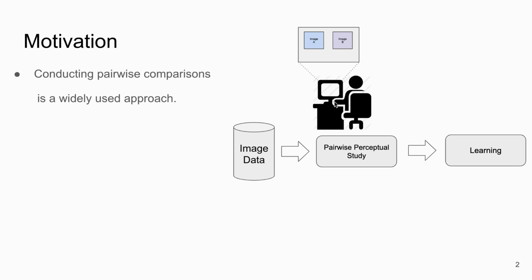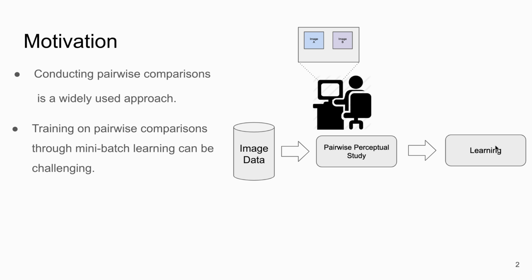Once the perceptual study concludes, the image data, along with the reader's preference, is used in a learning framework to train a model. However, training on pairwise comparisons through mini-batch learning can be challenging. Assuming that we use gradient descent to optimize the underlying model, at each step of the gradient descent, the model only gets to see pairs of images, meaning that the global ranking of the images is not incorporated or fed to the model in the training process.